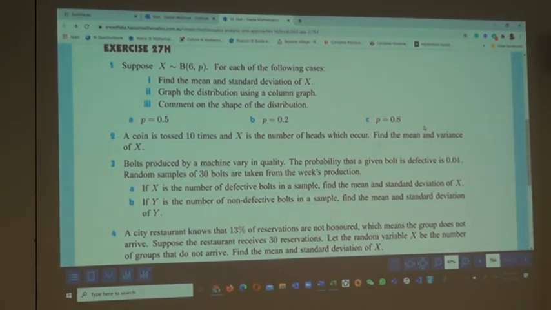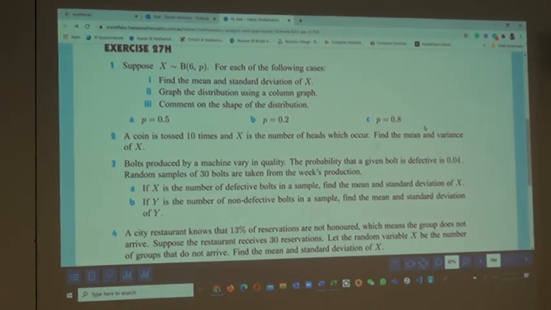If you don't draw the graph, of course, you can't know the shape of the distribution. But from the experiment, you can remember: when p is 0.5, what do you expect for the shape of the distribution? Symmetric. 0.2? Positive. And 0.8? Negative. So even without drawing, you should know. All right, so we don't want to waste time. Find the mean and standard deviation for each of those p's.